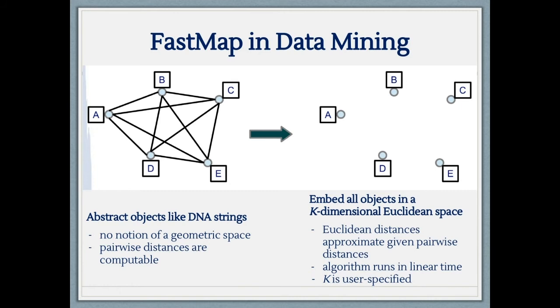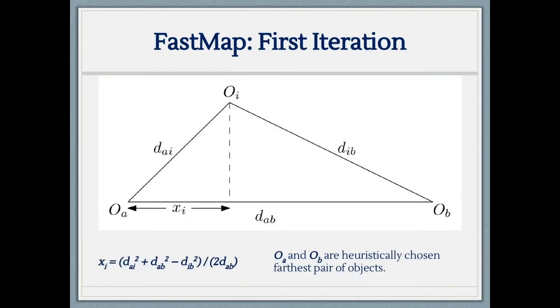So how are these embedding coordinates computed? Let's start with the coordinates for the first dimension. We first heuristically select two points, A and B, that are far apart. We call them pivot points. Note that they are heuristically chosen, and they are not necessarily the furthest points. That would take longer, order of n squared comparisons, and the original FastMap data mining algorithm ran in linear time. The coordinate for A would be 0 in this first dimension, and the coordinate for B would be the distance from A to B. These are our pivot points.